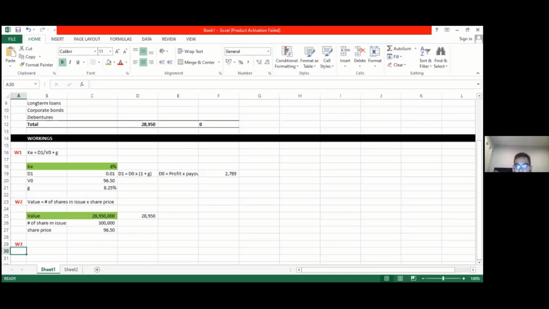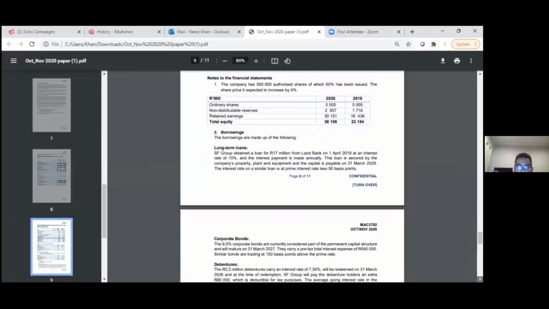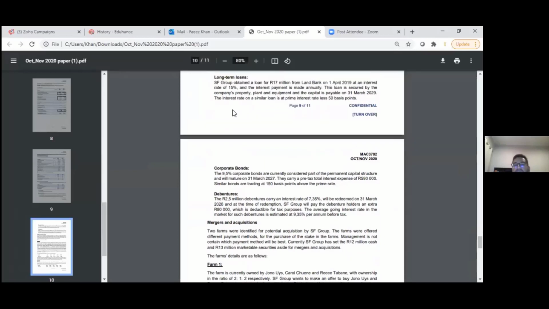So if I switch back to the question, if we have a look over here, remember prime interest is 9.25. So look at the long-term loan. In the last line, they said the interest rate on a similar loan is at prime less 50 basis points. So that's similar. That is the market rate. If you look at corporate bonds, they say similar bonds are trading at 150 basis points above the prime rate. That is your market rate. Then if you look at debentures, they say the average going interest rate in the market for such debentures is estimated at 9.35% before tax. So they're giving us the rates, so we can basically calculate them.